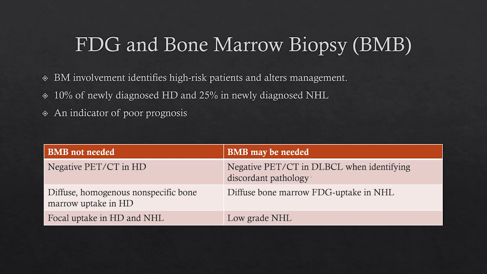When might you need a biopsy? If you have a negative PET-CT in diffuse large B-cell lymphoma, then you'd probably want to get a biopsy. If you have diffuse bone marrow uptake in non-Hodgkin's lymphoma, you might need a biopsy. And if you have low-grade non-Hodgkin's lymphoma, which may not be FDG avid, you may consider a biopsy.